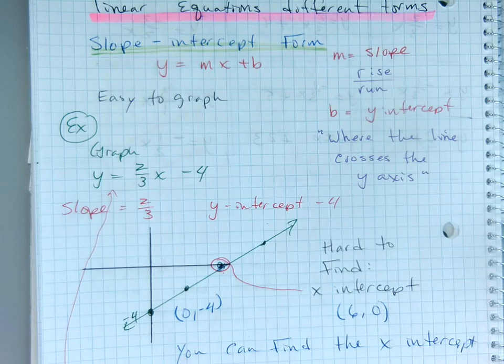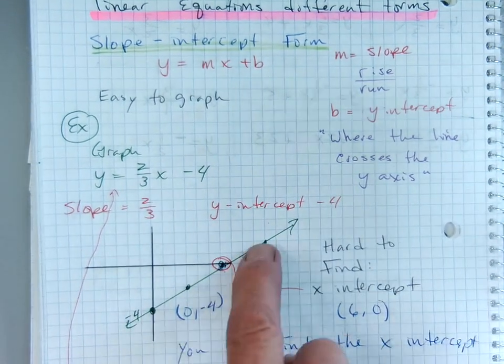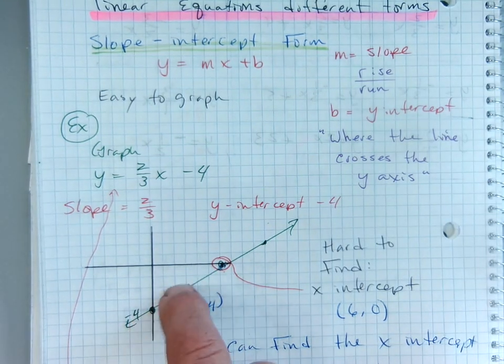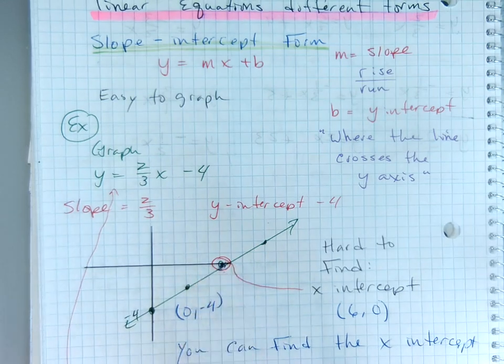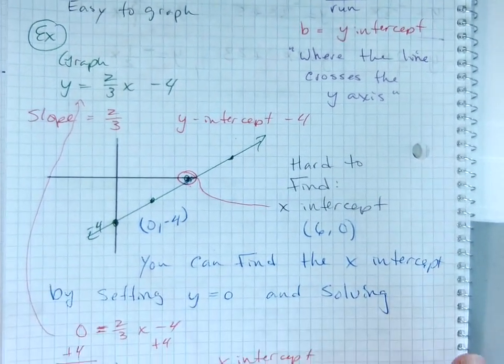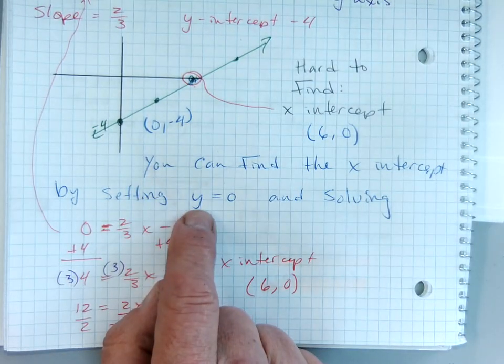Now our x-intercept is where it crosses the x-axis, which is right there. Well, if you can graph it, and it's easy to find, the easiest way is just to graph the line and find the x-intercept. But if you can't graph it, or if it's too difficult to find, you can find the x-intercept by setting y equal to 0 and solving.